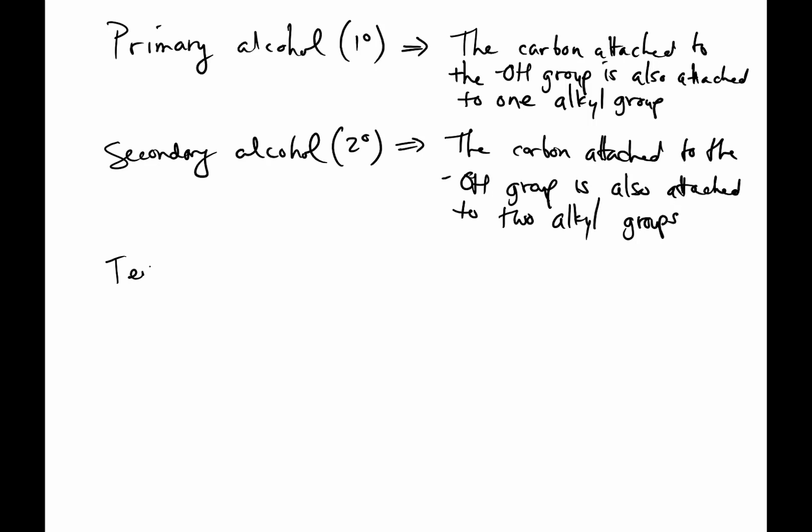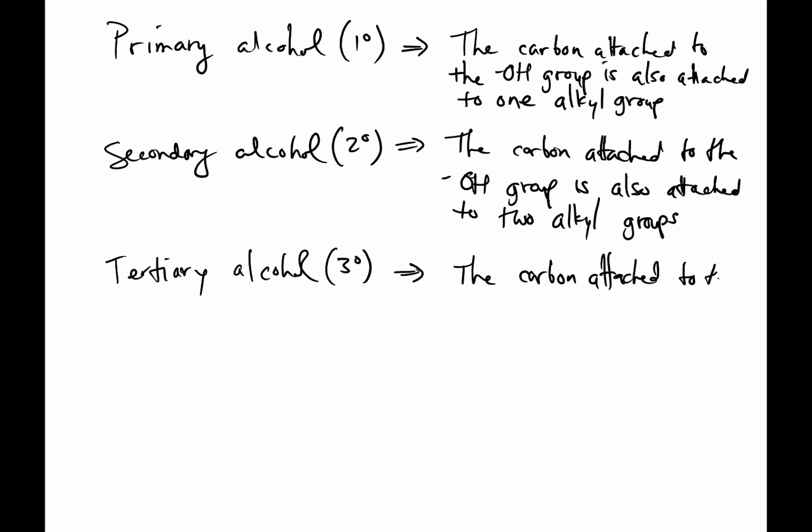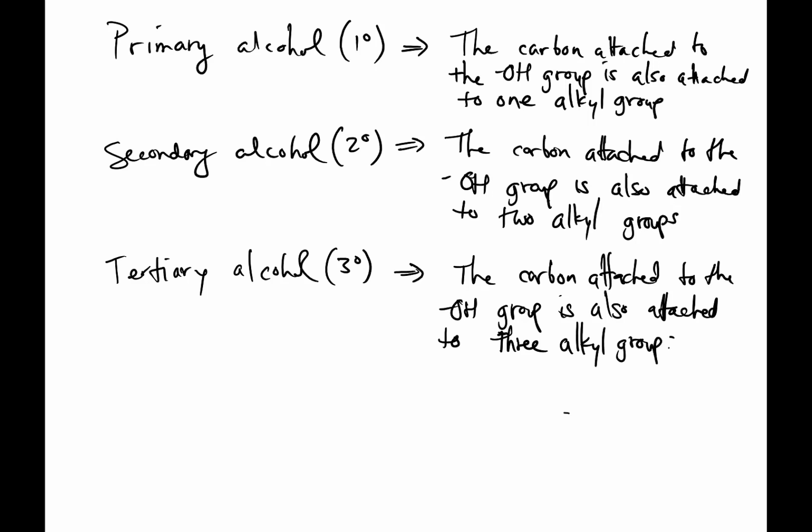Now, tertiary, we'll look at examples. Just want to actually make sure we understand this from a definition standpoint. Okay, 3° tertiary alcohols, so the carbon attached to the OH group is also attached to three alkyl groups. Okay, so let's get a little bit of practice with this.